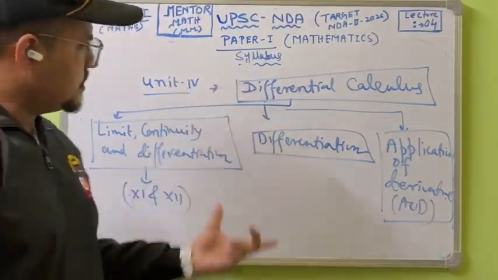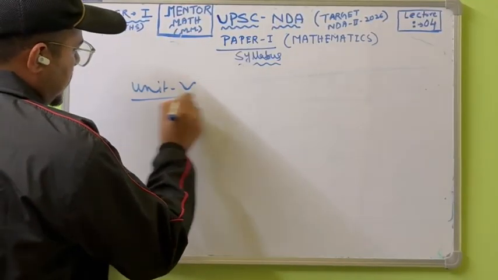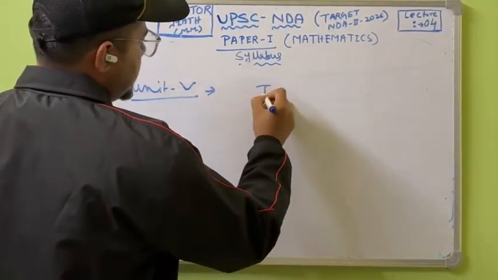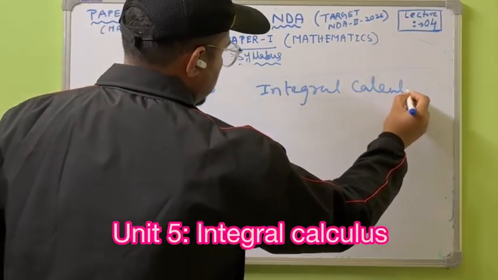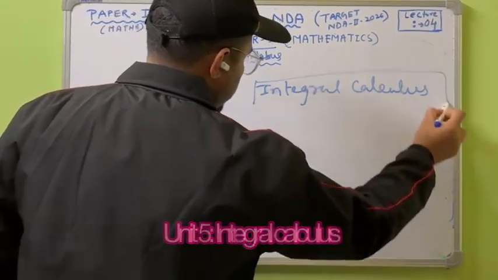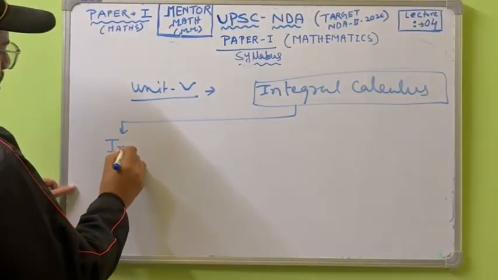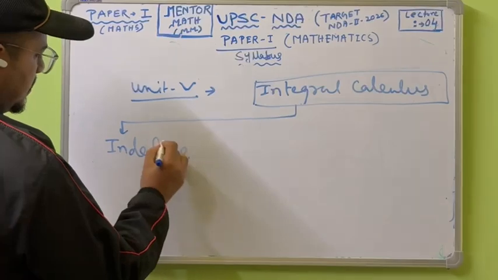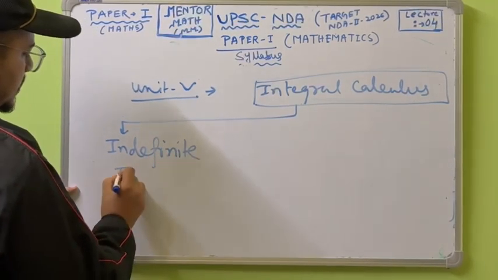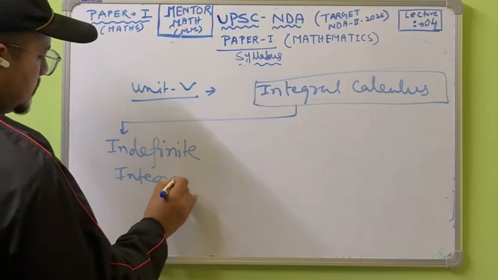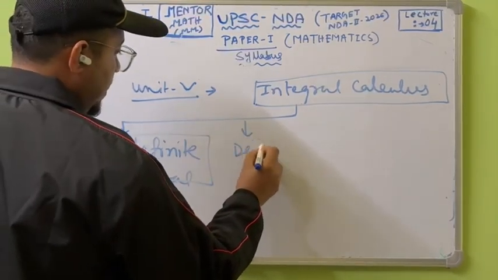Okay, so copy please. Comes to your unit number 5, that is integral calculus. For integral calculus you have to study integration. Okay, so first of all you have to study integration, indefinite integral. After that you can study definite integral.